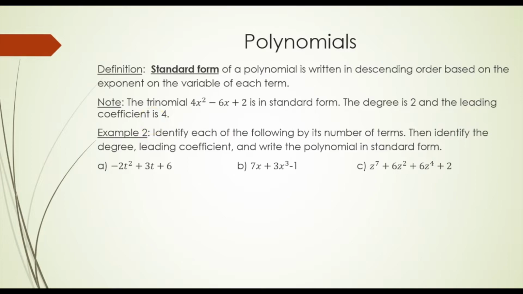So example 2, we'll identify each of the following by its number of terms, then we'll identify the degree, leading coefficient, and we'll even write the polynomial in standard form. So first start off in part A. How many terms do we have? Well, 3. 3 means we have a trinomial. Now let's look at the term of highest power. That's -2t squared. This means we have a degree of 2, and still focusing on that term's coefficient, it means the leading coefficient is -2.